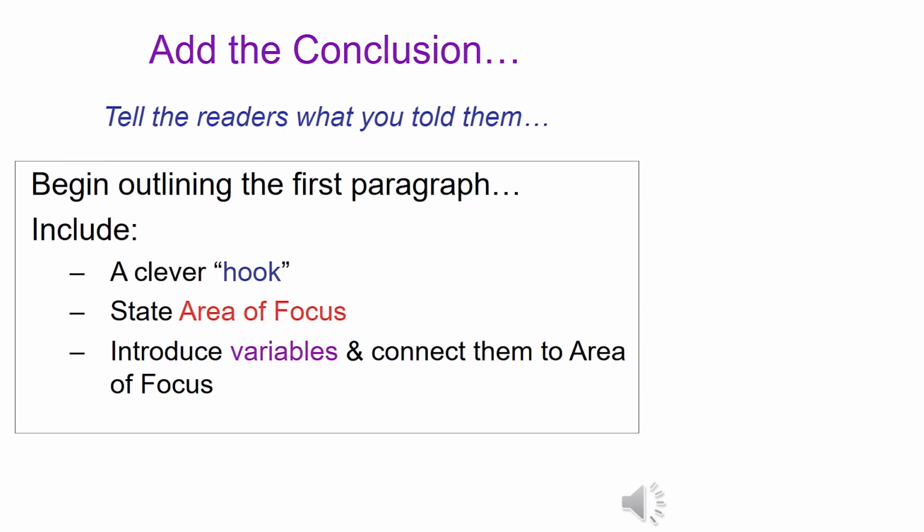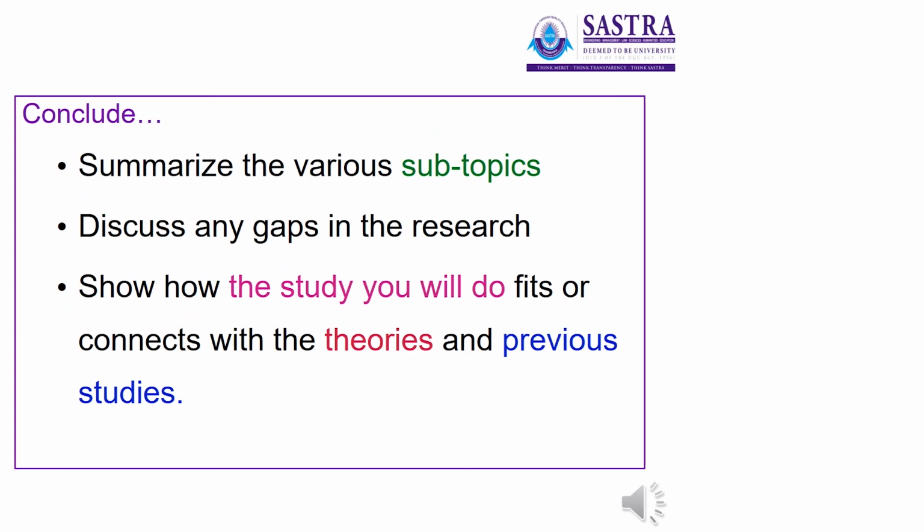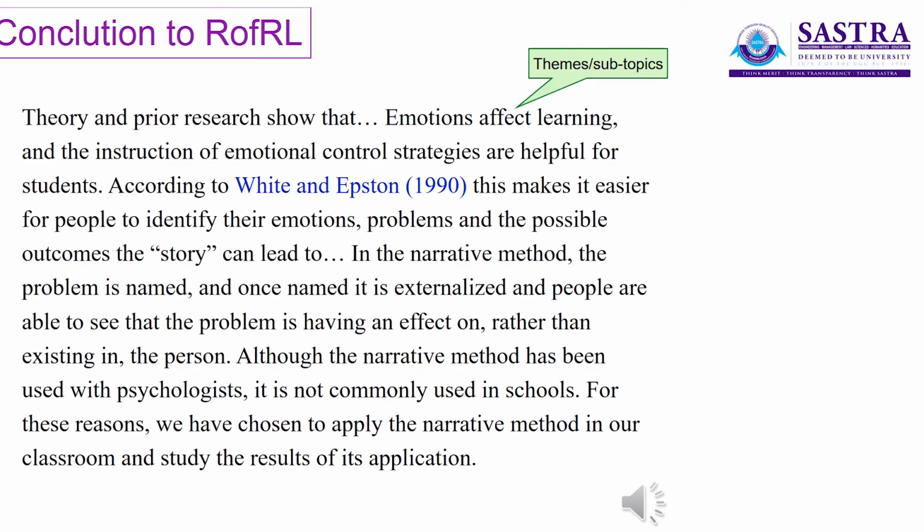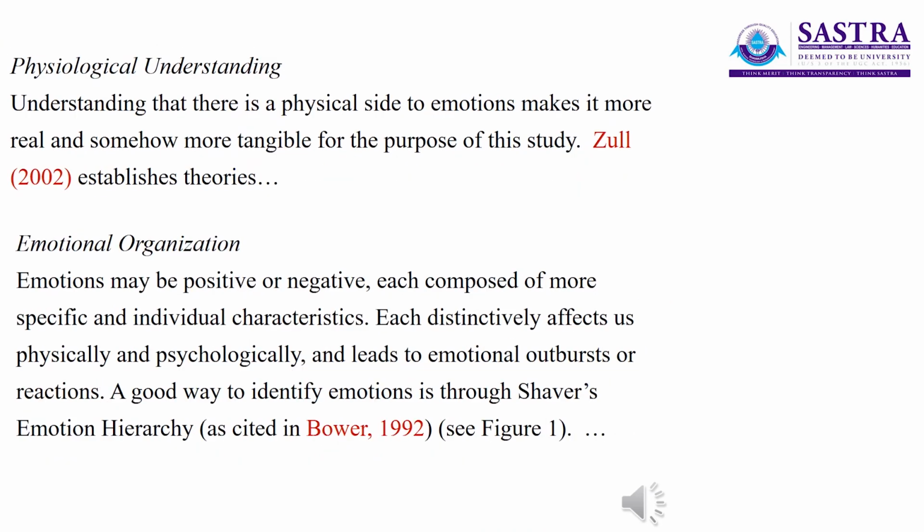So begin outlining the first paragraph and write the conclusions, with a clever hook on the area of the topic. State the area of focus, introduce variables, and connect them to your area. Finally conclude them. Summarize the various subtopics, discuss any gaps in the research that have to be addressed, because if people ask you the new contribution, the gaps in the research are very, very important, and show how the study you will do fits or connects with the theory and previous studies.